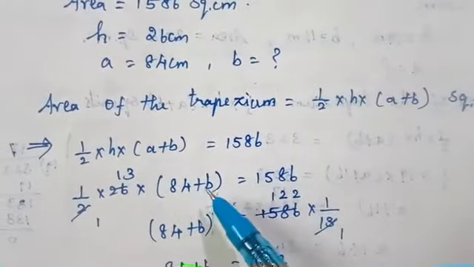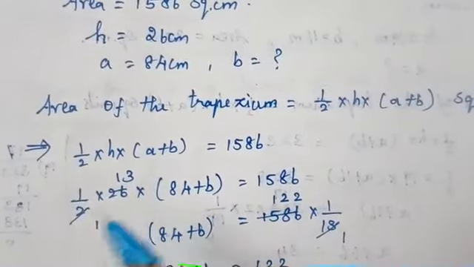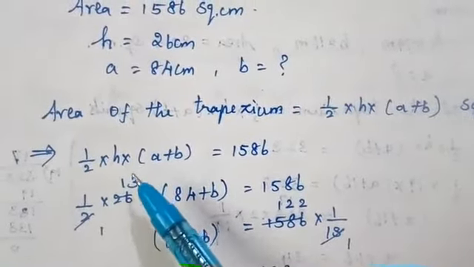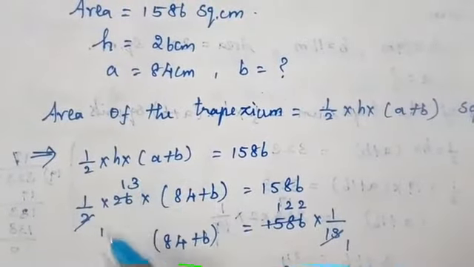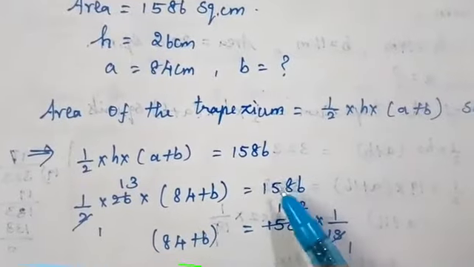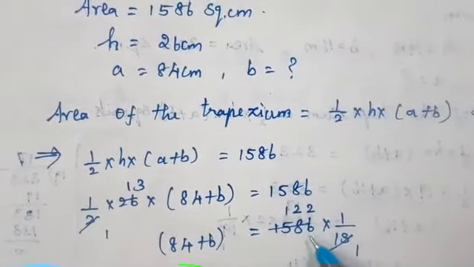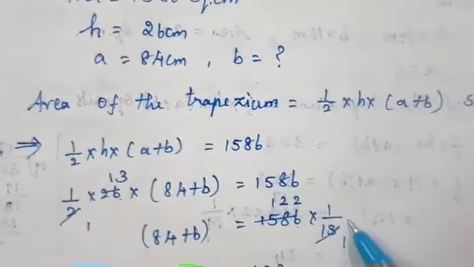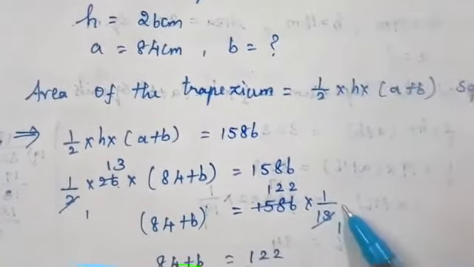Now it is a group, so keep it on the left hand side. On this left hand side cancelling is possible. You have to cancel, then transpose to the right hand side. 1 2s are 2, 13 2s are 26. Now 84 plus B equal to, first write the right hand side value 1586 into, for this side we have 13. 13 transpose to the right hand side, that is 1 by 13.